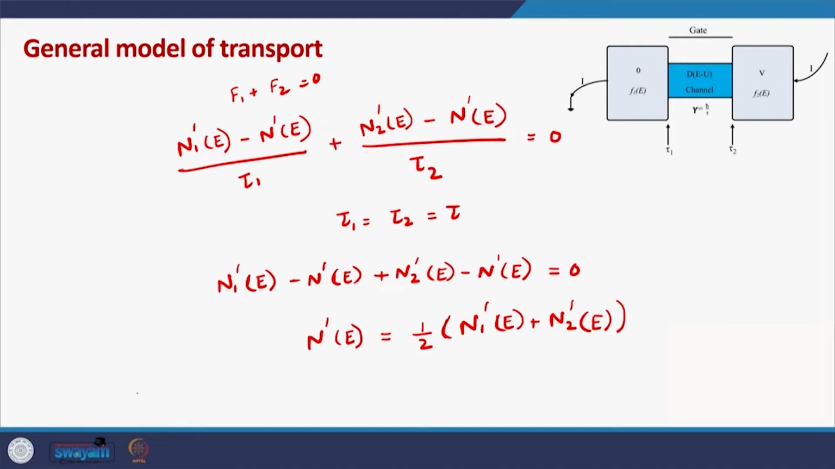So, if we put down the expressions for N1 prime E and N2 prime E, the number of electrons in the channel in steady state in the energy range E to E plus dE will be F1(E) dE plus 1 by 2 dE F2(E) times dE. So, this is the expanded form of the expression.